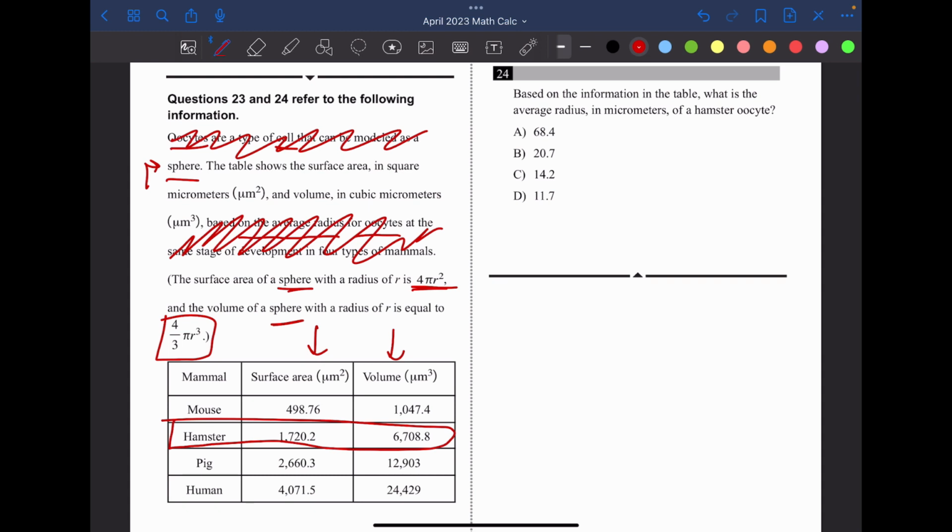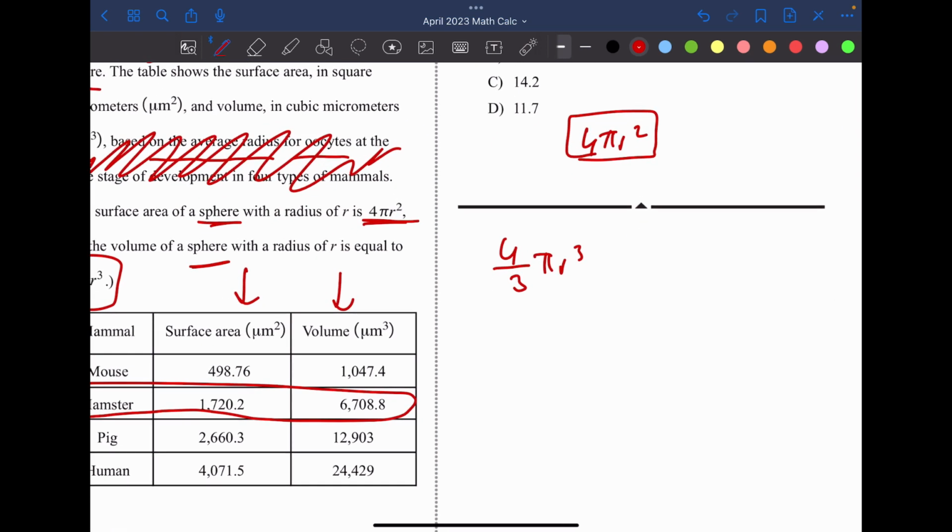But you have two choices. Either take the surface area, which is 4 pi r squared, and find the radius from that, or take the volume, which is 4 over 3 pi r cubed, and find the radius from that. Let's do both just to show you. I'm going to do the surface area first. We can say that 4 pi r squared must be equal to the surface area over here, which is 1720.2.